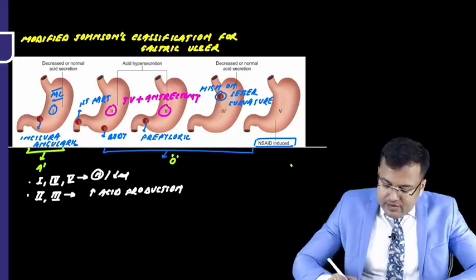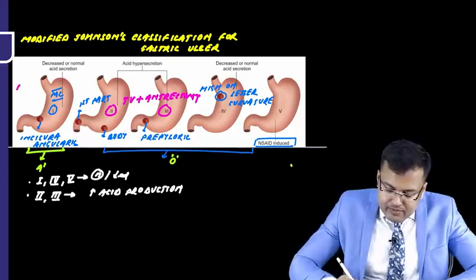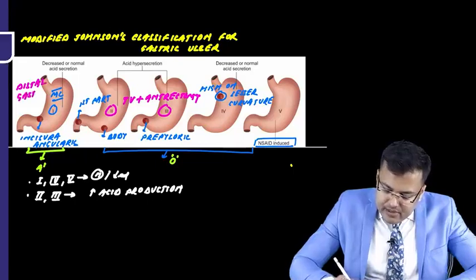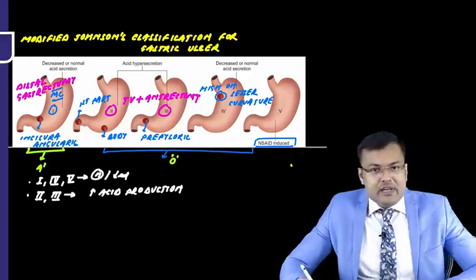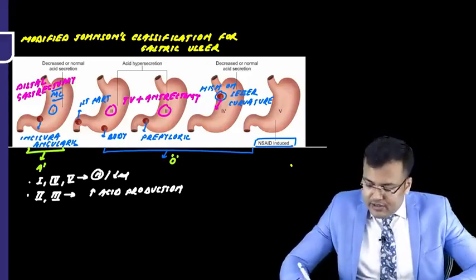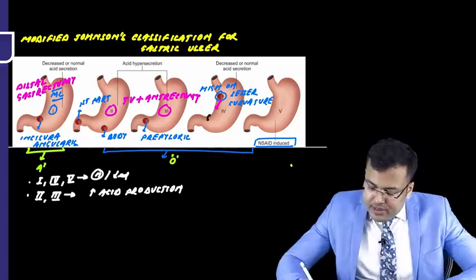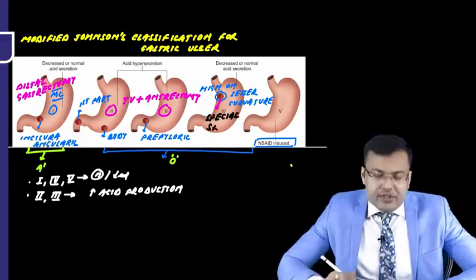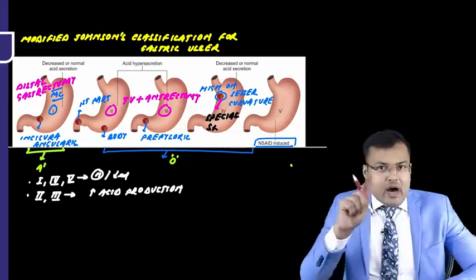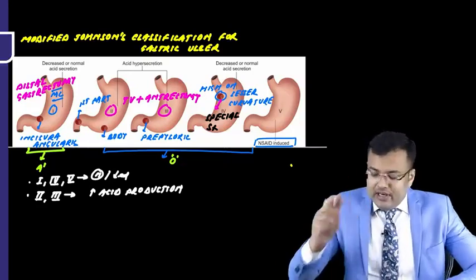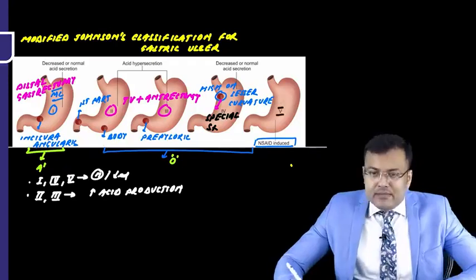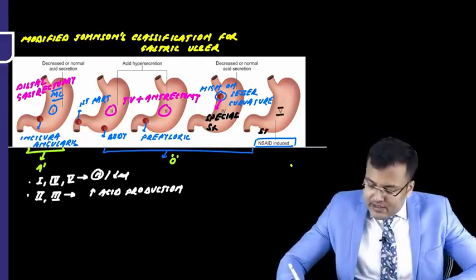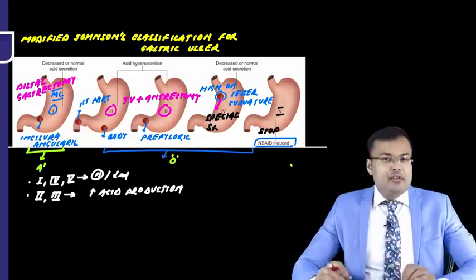What should be done for type 1? For type 1, we perform distal gastrectomy. In type 4, the ulcer is located high on the lesser curvature, so here special procedures are performed in which we excise the ulcer locally. And for type 5, management is easy. What? Stop NSAIDs. So for type 5, stop NSAIDs.